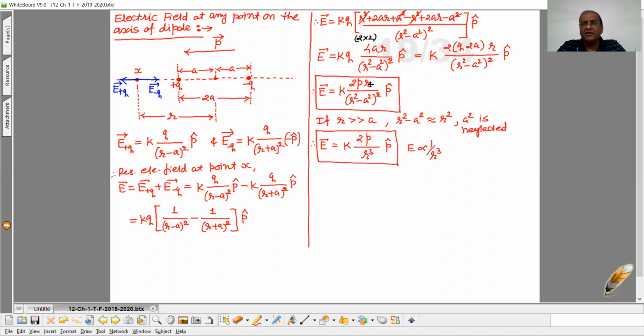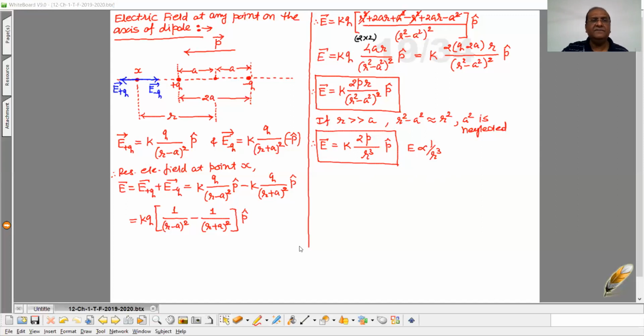But in the numerator 1 R is there. So 1 R from numerator and denominator will be cancelled. So we can write 2P upon R cube here into P caret as it is. So here we can observe that the electric field of an electric dipole is proportional to 1 upon R cube. And we discussed that the electric field of a point charge is proportional to 1 upon R square. Clear to all of you?